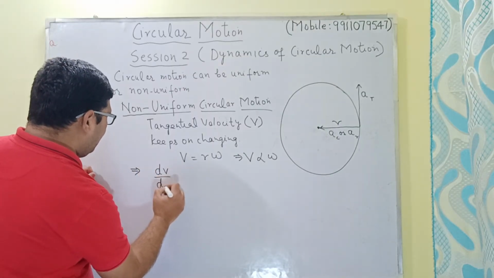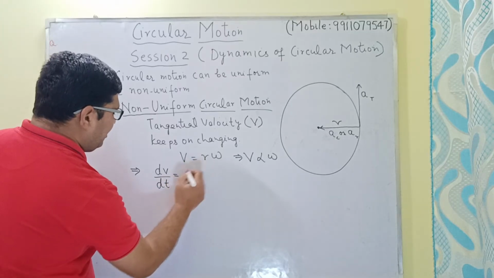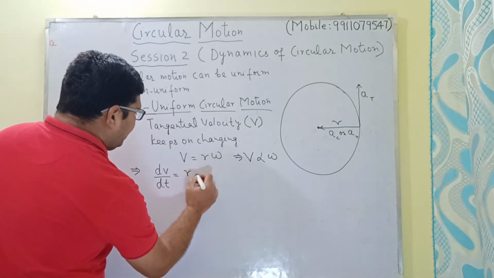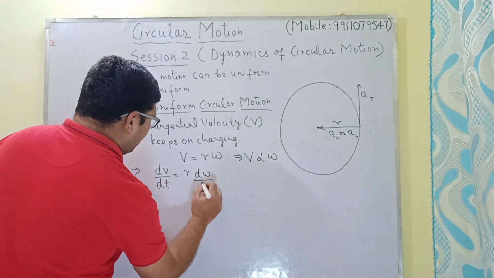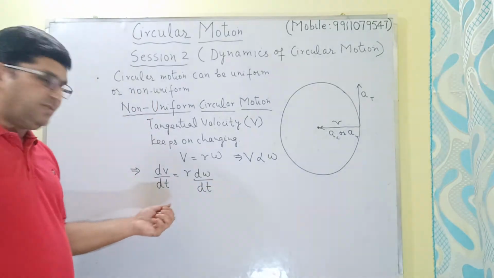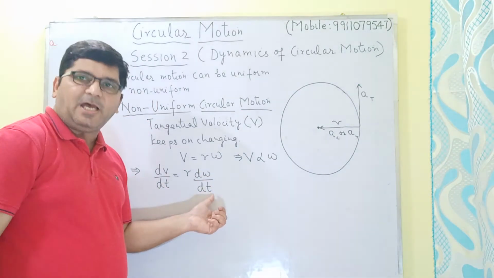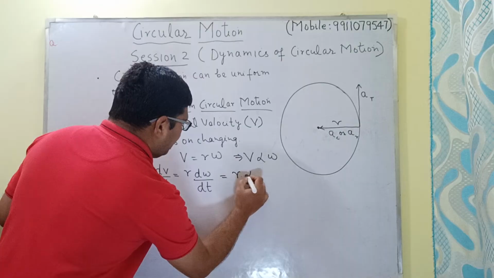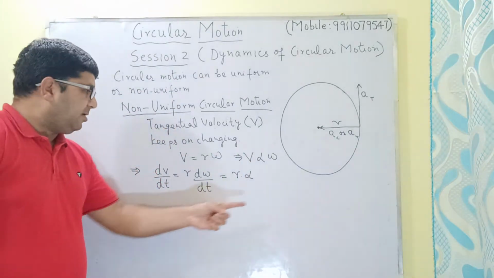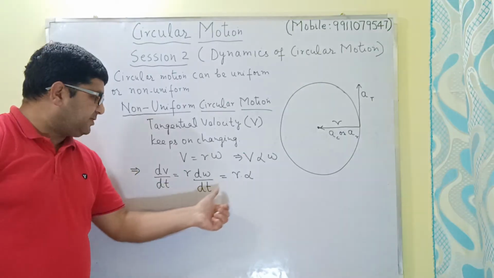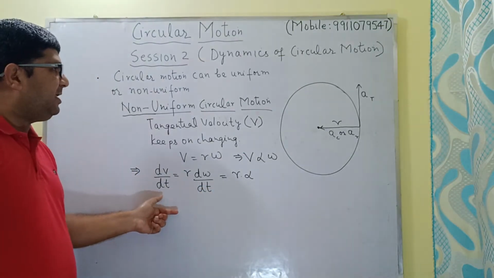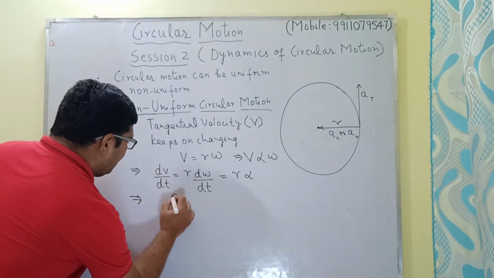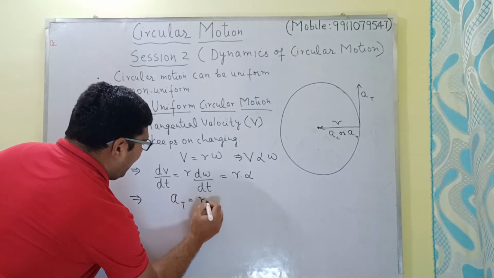dV upon dt will be equal to R, since R is a constant, into d omega upon dt. In the previous session, I told you this d omega upon dt is the angular acceleration, and it is denoted by alpha. Alpha is the angular acceleration, and dV upon dt is the tangential acceleration. So AT is equal to R into alpha.